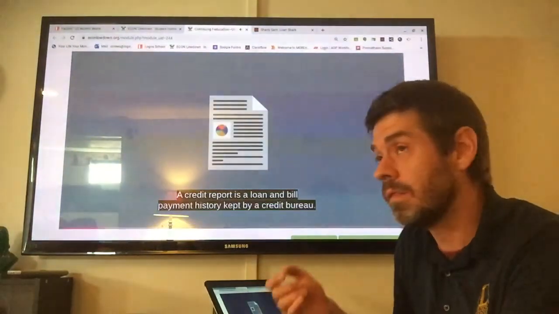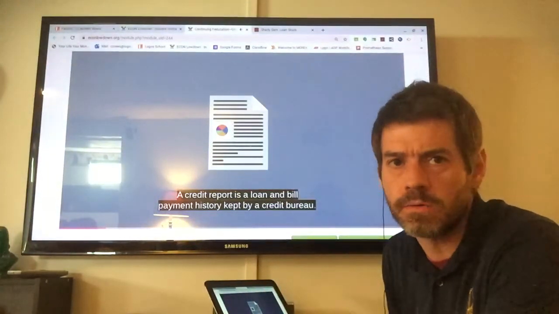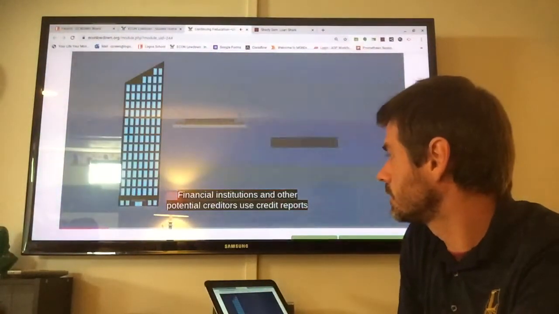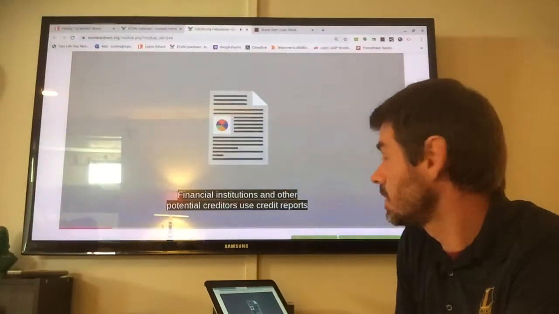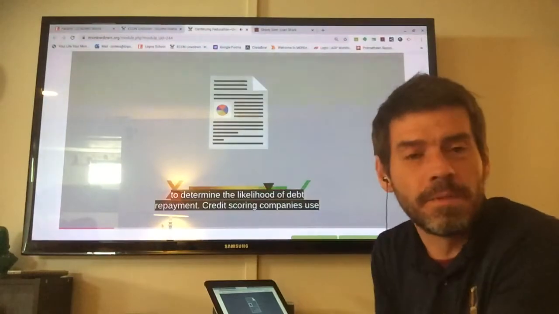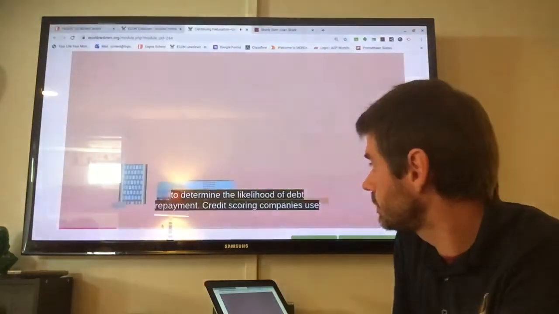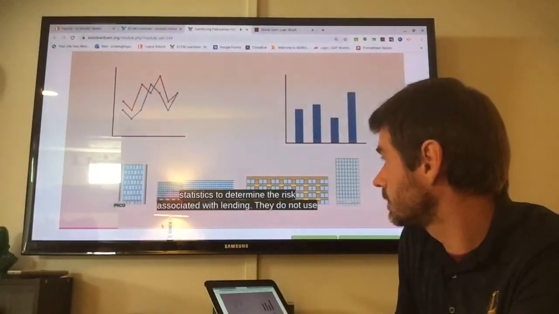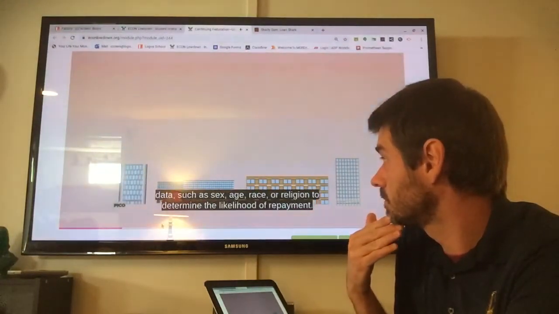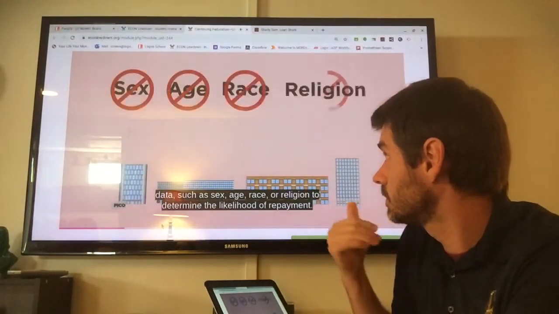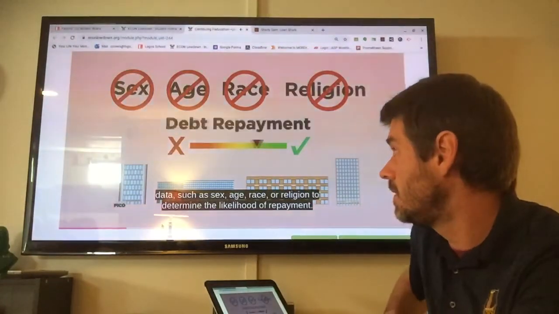A credit report is kept by a credit bureau. The riskier a loan is, the lower your credit score. Financial institutions and other potential creditors use credit reports. So how can you get good credit? Pay your bills on time, right? Credit scoring companies use statistics to determine the risk associated with lending. They do not use data such as sex, age, race, or religion to determine the likelihood of repayment.